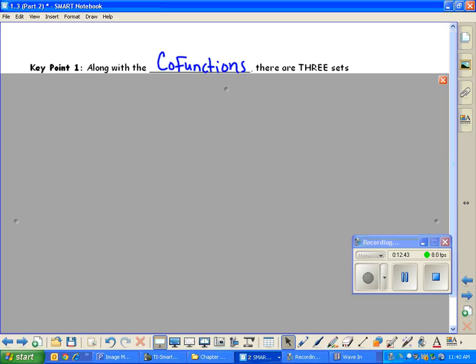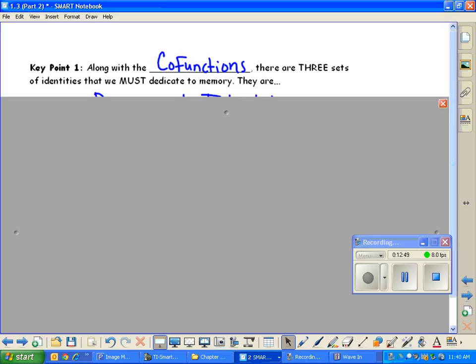Along with the co-functions, that chart you filled out in number 2 of the warm-up, there are 3 sets of identities that we must memorize. You must. Kind of like memorizing the unit circle and everything that's on it. It's memorizing, yeah, but if you understand it, it's way better. It's not as bad. It's easier. It just makes life easier.